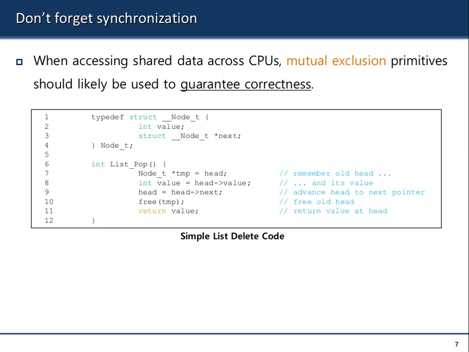And this is an implementation of delete from head. What it does is assign the head to a temporary pointer, store the value because that is the value to return, then point head to head's next, and then free the node.